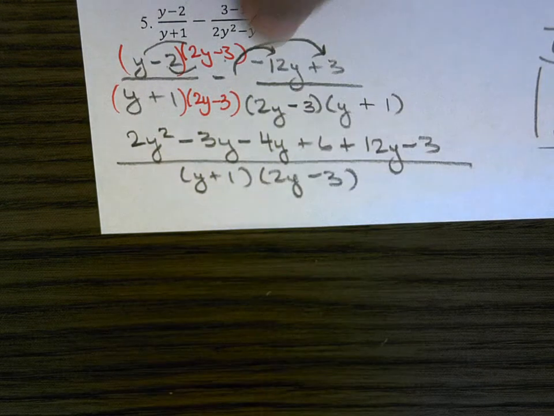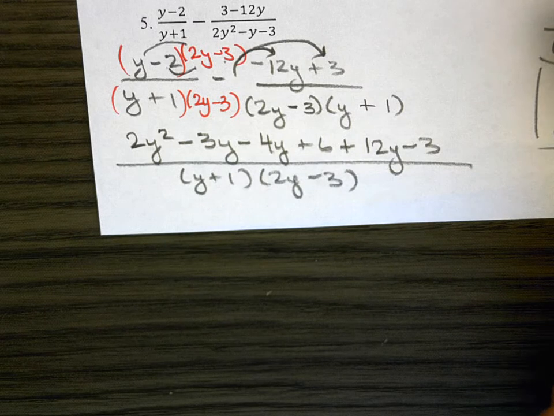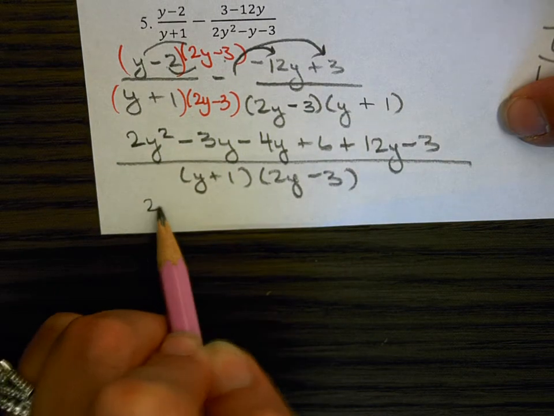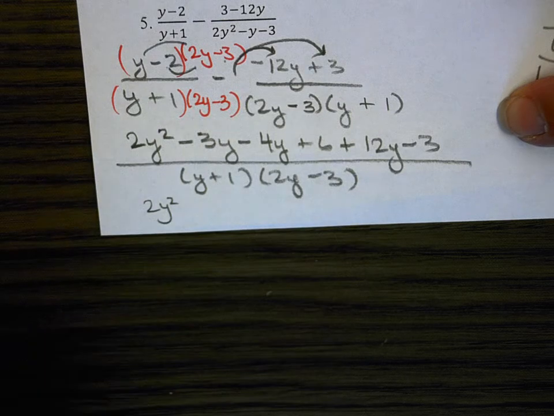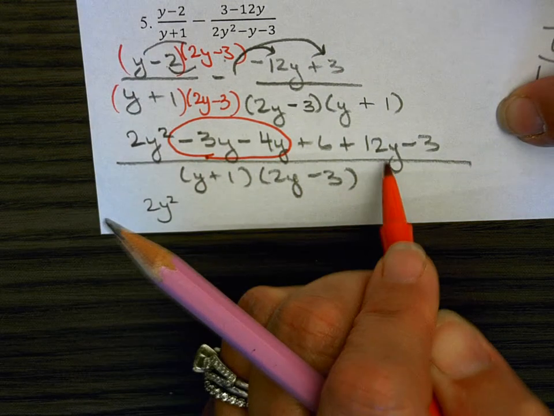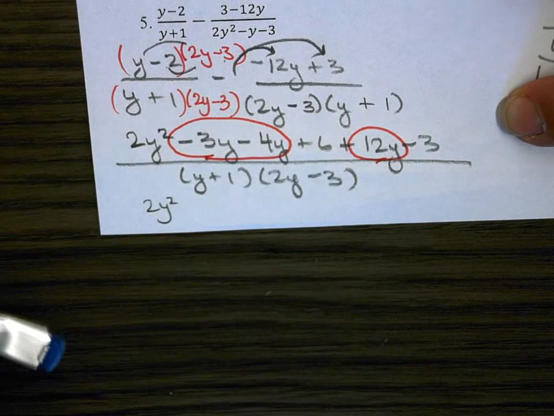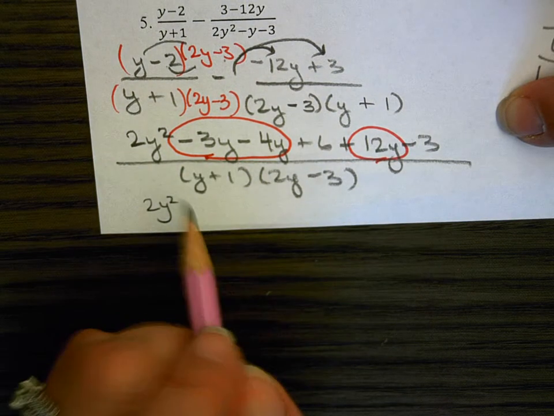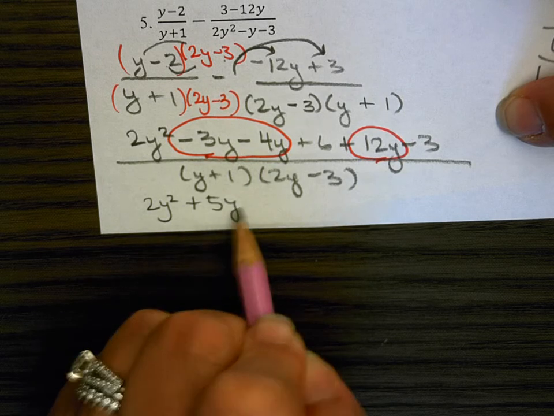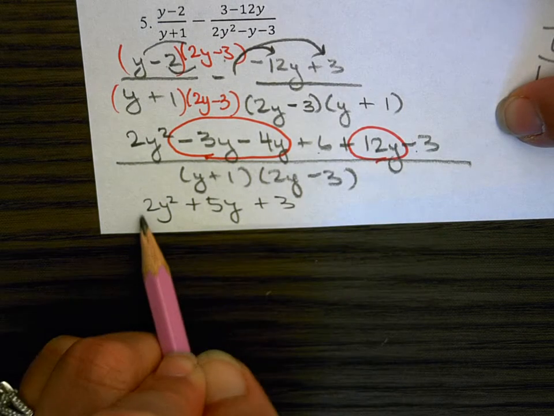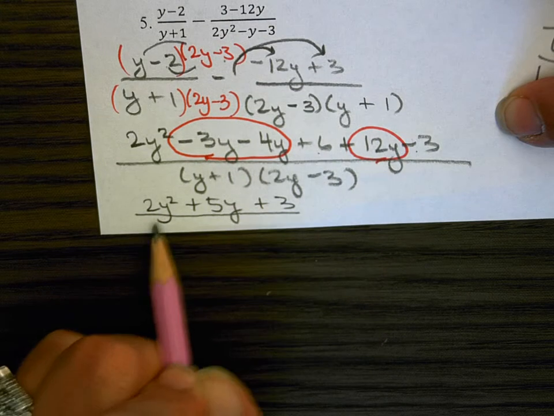And then you want to combine like terms and then try to factor and reduce. So then I only have a 2y squared, and then I have negative 3y and negative 4y, and then the 12y, right? So all three of those will combine. So that's negative 7y plus 12y, which is 5y. And then 6 minus 3, which is 3, all over that common denominator.